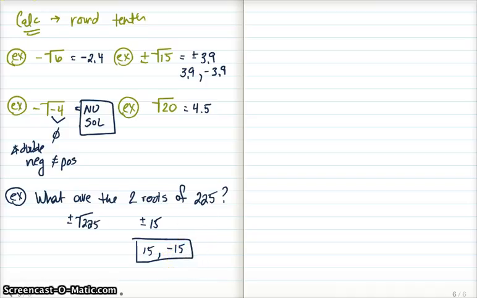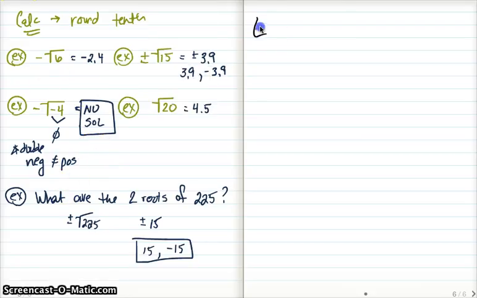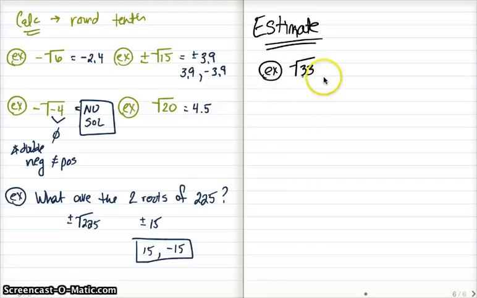Let's talk about estimation, because again, unless it's a perfect square, your answer is going to be a decimal of some sort. Estimation is all about making things easy and about using our knowledge. So let's estimate the square root of 33 to the nearest integer, nearest whole number. Here in this case it's a whole number because we're dealing with a positive.